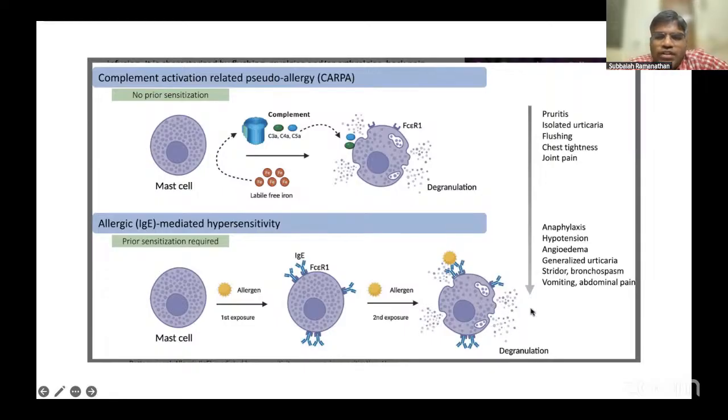The patient might have a vascular collapse. So that is the basis for anaphylaxis. So: initial sensitization of mast cell, re-exposure, degranulation, vascular collapse. So that's how you have to remember.